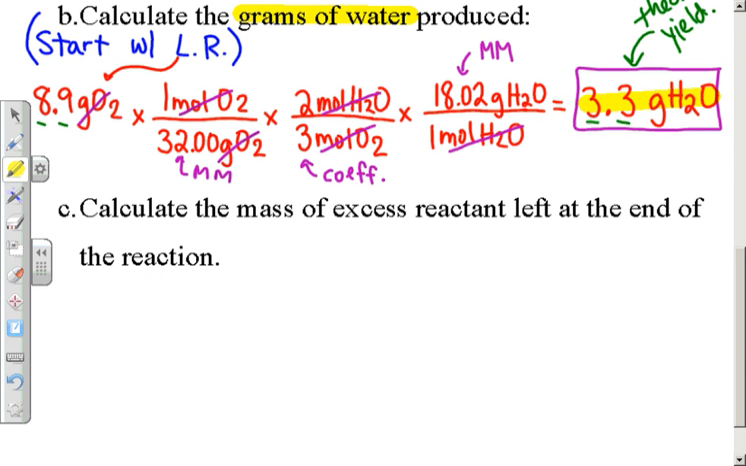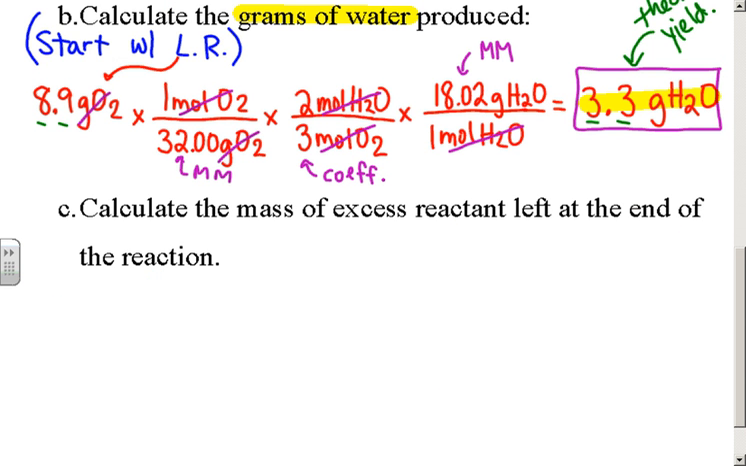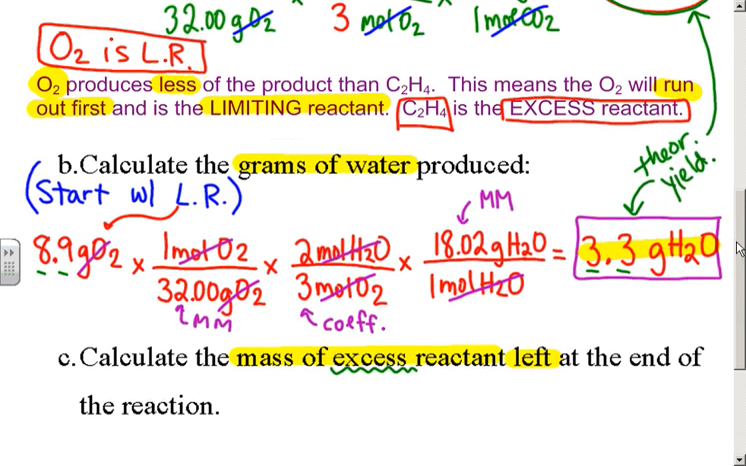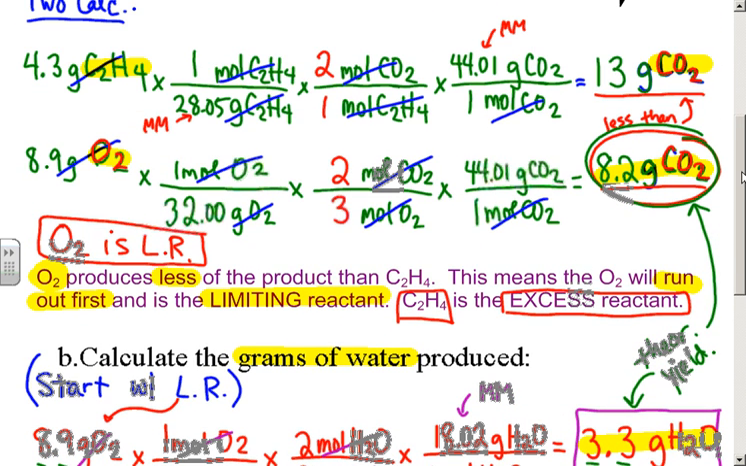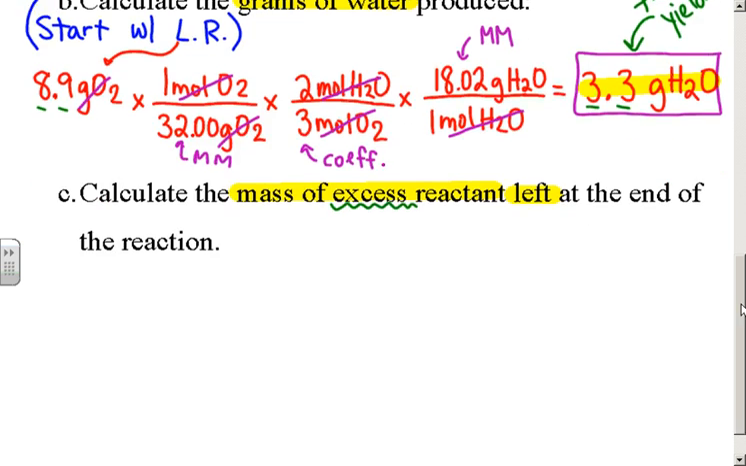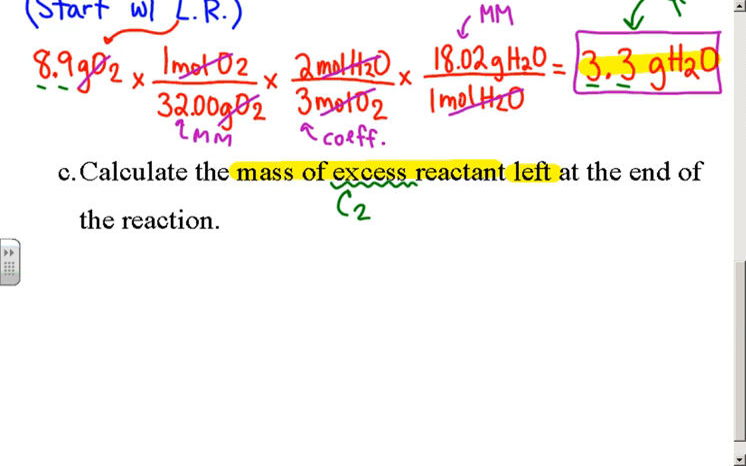All right, for the final part of this problem, we're going to calculate the mass of the excess reactant that is left at the end of the reaction, because we know that the excess reactant is the thing that doesn't get used up. Well, let's refresh our memories. Who is that here? Because they don't actually tell me a chemical. Looking back up, I had identified that oxygen was the limiting reactant, which means that the other substance, the C2H4, was the excess reactant. It was the one that we had more than enough of. It could have made 13 grams of CO2. It didn't get to make all that, so some is left over. So what I'm trying to find here is the mass of the C2H4.